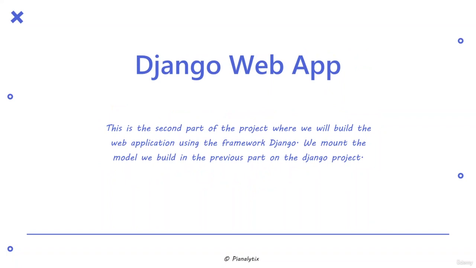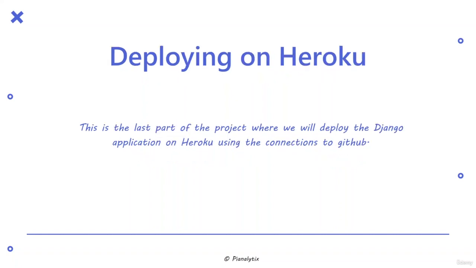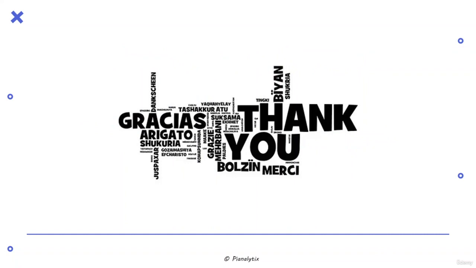This is the second part where we are going to build a web application using the framework Django. Later on, we mount the model that we built in the previous part onto this Django project itself. This is the last part, that is deploying on Heroku, where we deploy the Django application on Heroku using the connections to GitHub. So now let's move forward to the first part, that was building a machine learning model.